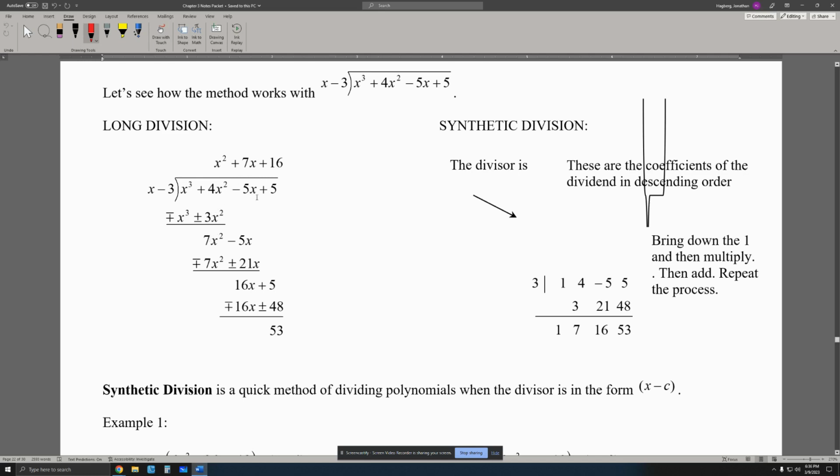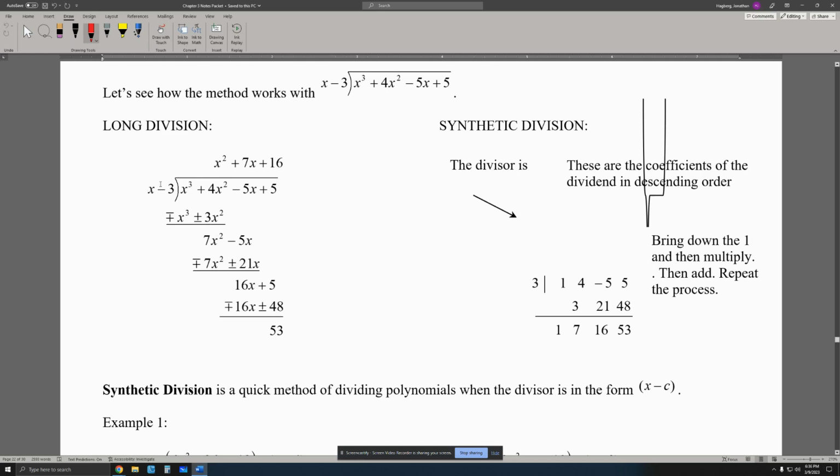So we add on the next term in the dividend, and we have to ask ourselves, what quantity do I have to multiply x by to get to 7x squared? The answer is 7x. So we multiply x minus 3 by 7x. We get 7x squared minus 21x. And again, I'm going to subtract these two binomials. So the 7x squareds cancel. We have negative 5x minus negative 21x, and we get positive 16x.